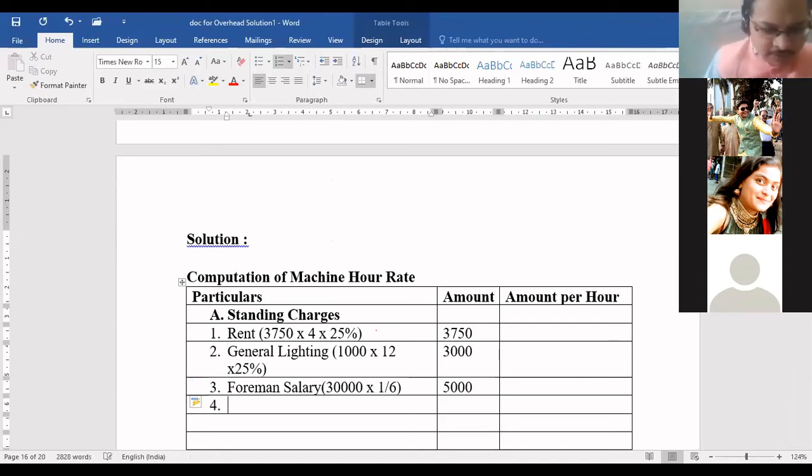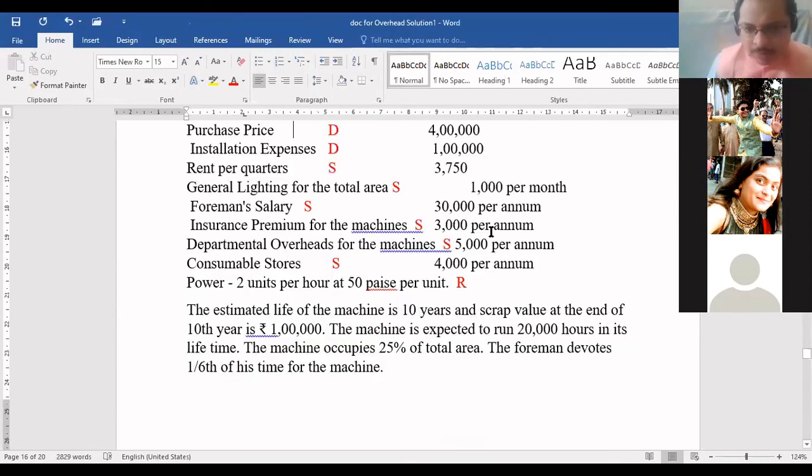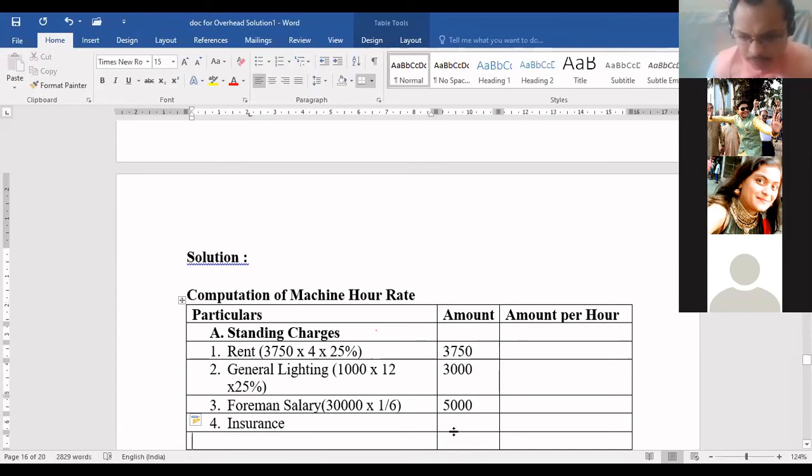Now insurance premium for machine. What is the value given? It is specifically for the machine only, na bacha? Yes, sir. So the whole amount of 3,000 per annum will come here. Come on, next one.